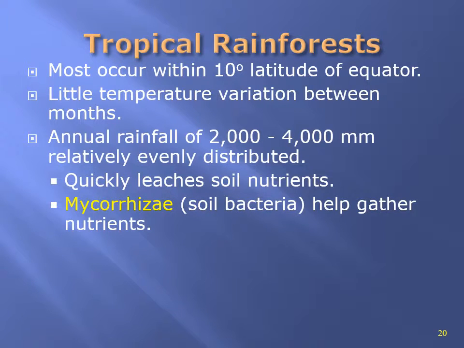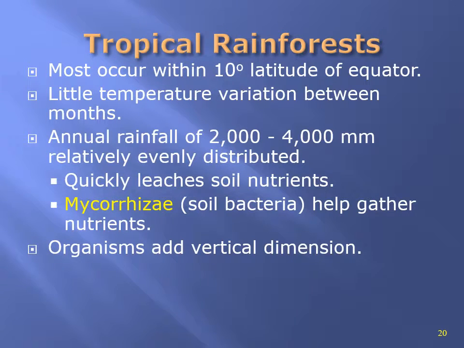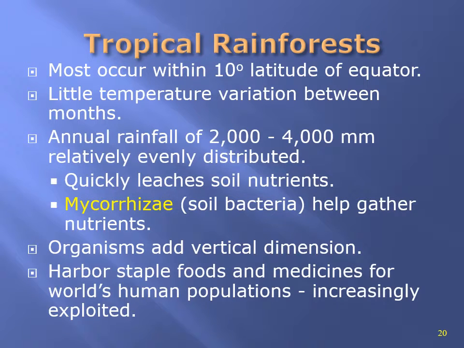Mycorrhizae, or soil bacteria, help to gather nutrients in this region, and organisms add vertical dimension. So essentially you have things living on the ground level, you have really tall trees, and vines and other plants can grow up those trees, and so you have that vertical dimension just means that there's things growing at all different heights because of those tall trees there. The rainforests harbor staple foods and medicines for the world's human population, and it's increasingly exploited.